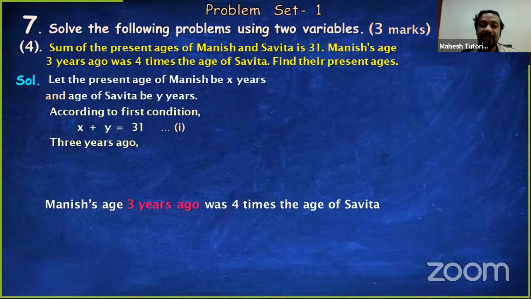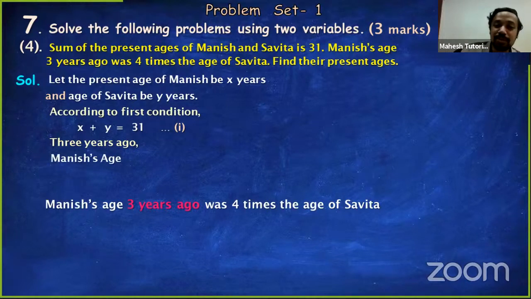If we want our age 3 years ago, students, what we need to do is from the present age, we need to subtract 3. So using the same logic, students, if I say that 3 years ago, now I have to find Manish's age, then do we have Manish's present age? Yes. What is it? X. So from the present age, if I subtract 3, then I will get his age 3 years ago.